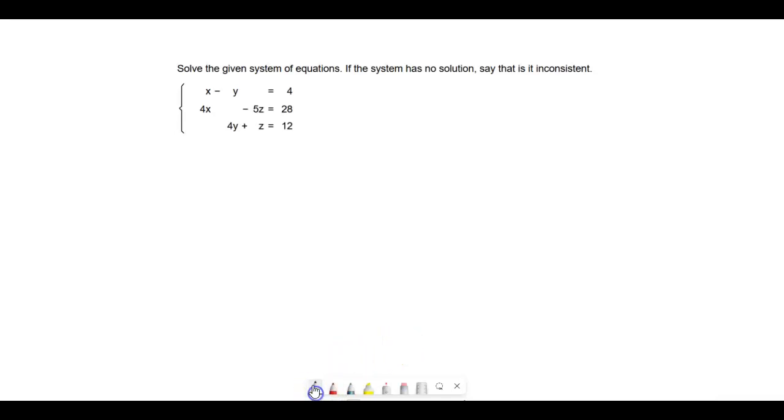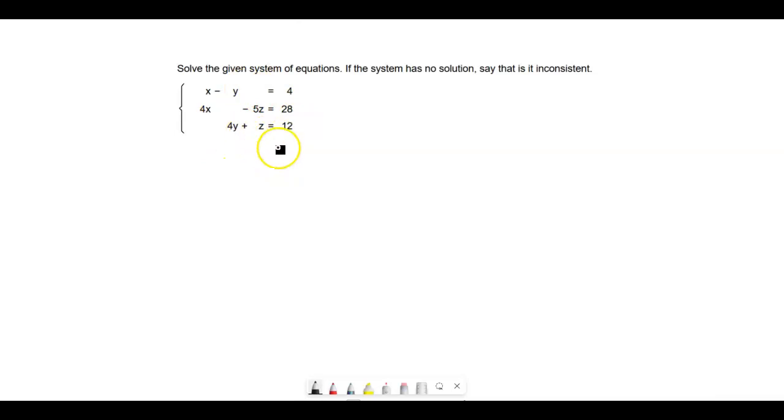Hey everybody, this is Mr. Beckstrom, and today we're going to look at solving a system of three equations and three unknowns. And there's either going to be a unique solution, a dependent solution, or no solution at all. So let's see how we're going to do this.